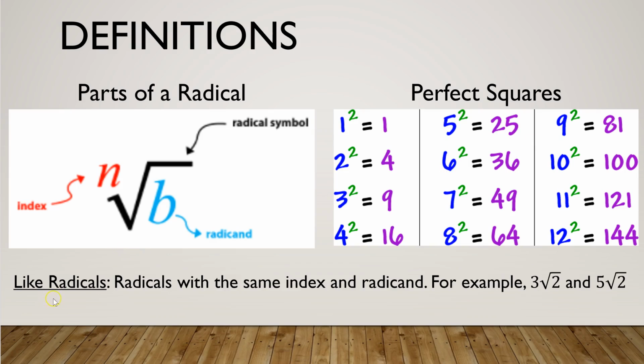And the last thing we have on this slide is the definition of the term like radicals. These are specifically radicals that have the exact same index and radicand. So both of these numbers have to match for us to refer to them as like radicals. For example, 3 root 2 and 5 root 2 are like radicals because the coefficient in front is not part of my requirement here. That's a separate number that's in front being multiplied by the radical. These both have an index of 2 and a radicand of 2.